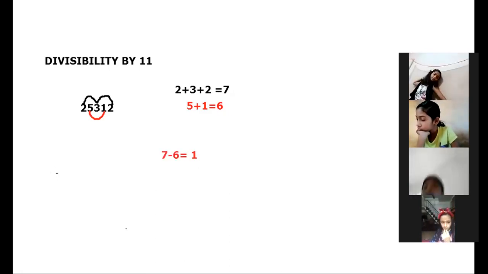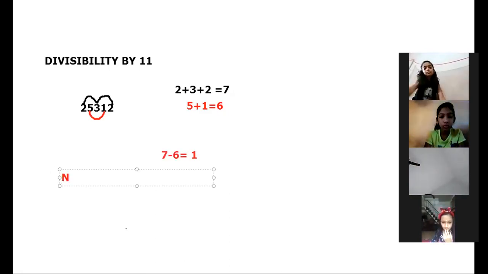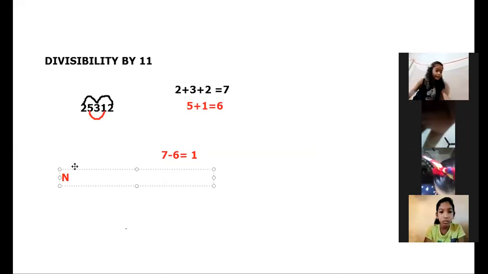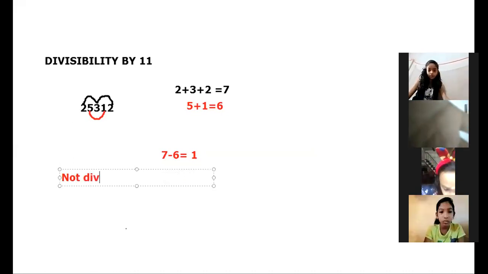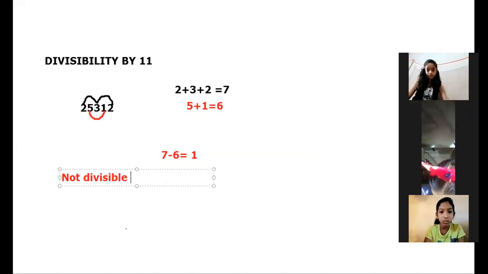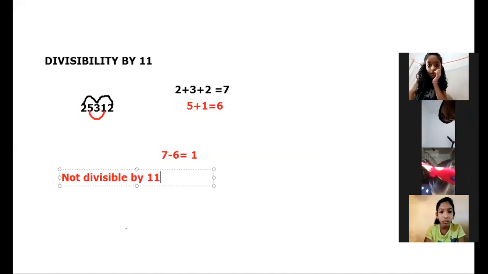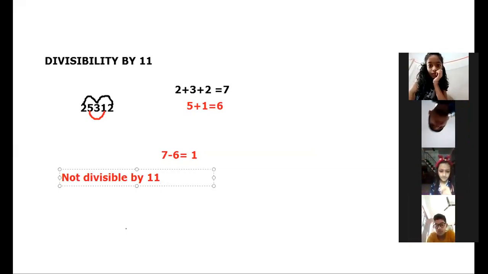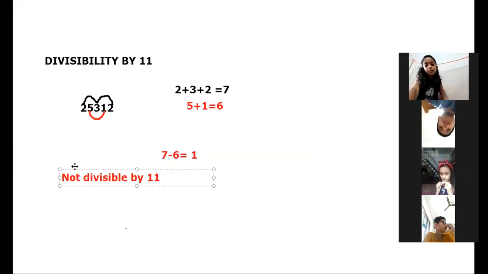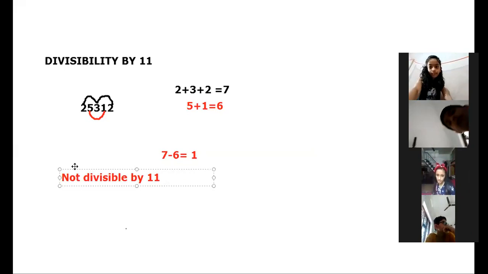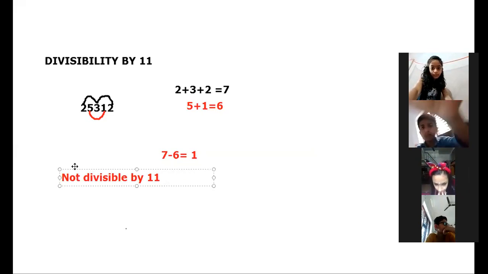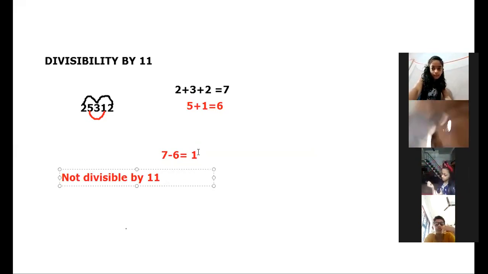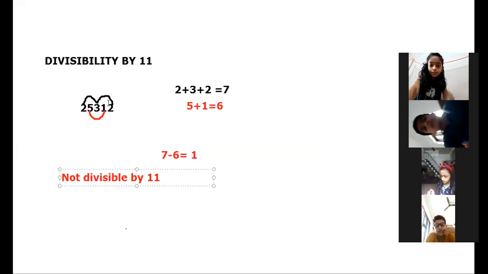So we can write it as not divisible by 11. We will get it as the number 25,312 is not divisible by 11. All of you please listen here. We get the number 25,312 is not divisible by 11.